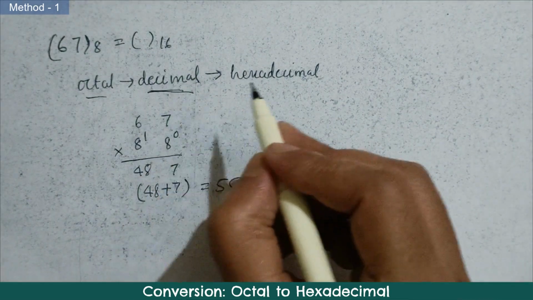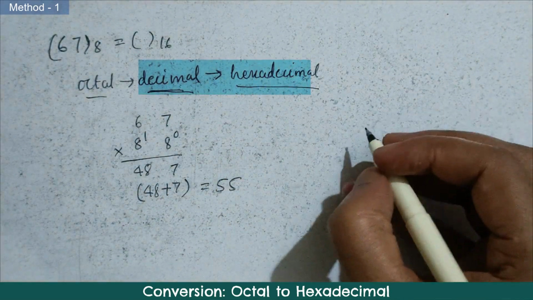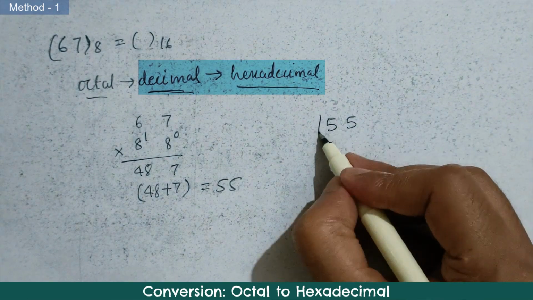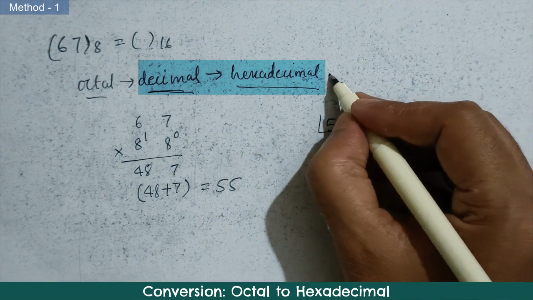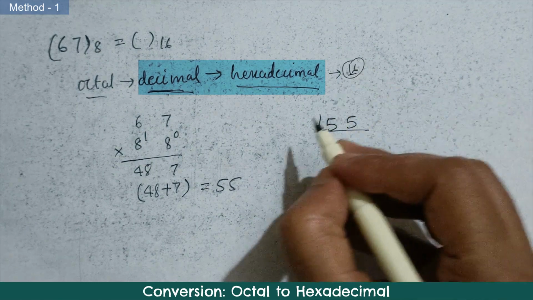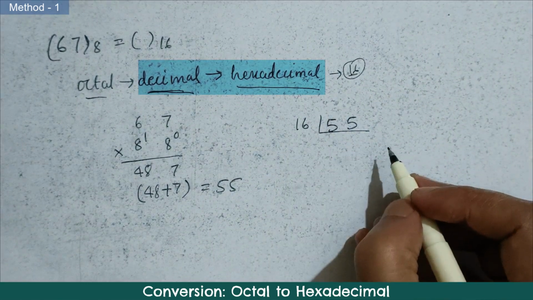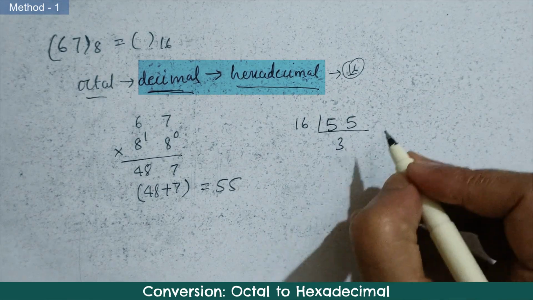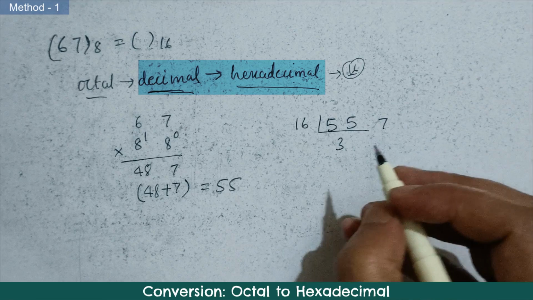Now, move to the second part, I will convert this decimal into hexadecimal. Write down the number, 55. As you know, the base of hexadecimal is 16, so kindly divide the number by 16 and write down quotient. 3 is below, and the remainder, 7, in the right side.